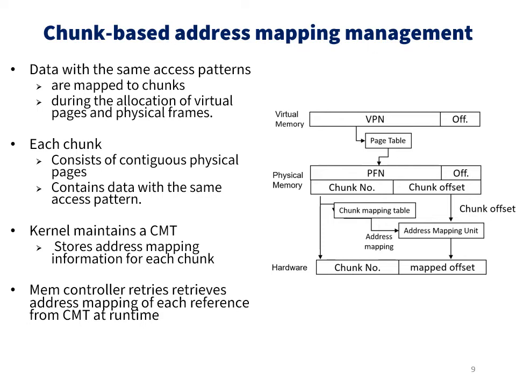In chunk-based address mapping, we map a pool of data with the same or similar access patterns to chunks during the allocation of virtual pages and physical frames. Each chunk consists of contiguous physical pages containing data with the same access pattern. The kernel maintains a chunk mapping table, aka CMT, that stores address mapping information for each chunk. At runtime, the memory controller looks up the address mapping based on the PA of chunks. Then it calculates the HA based on the PA and the address mapping. Finally, it uses the HA to place cache blocks across channels, banks, and rows in 3D memory.